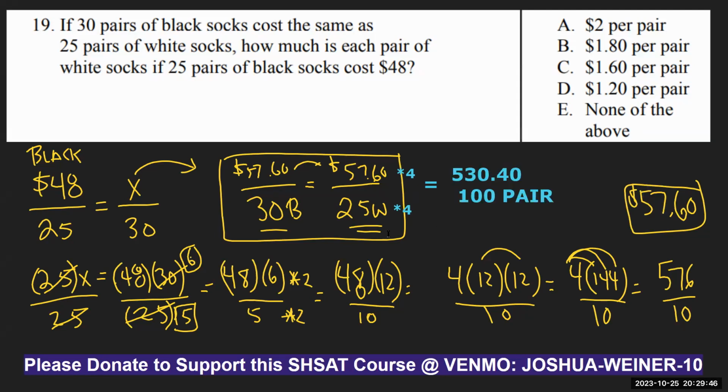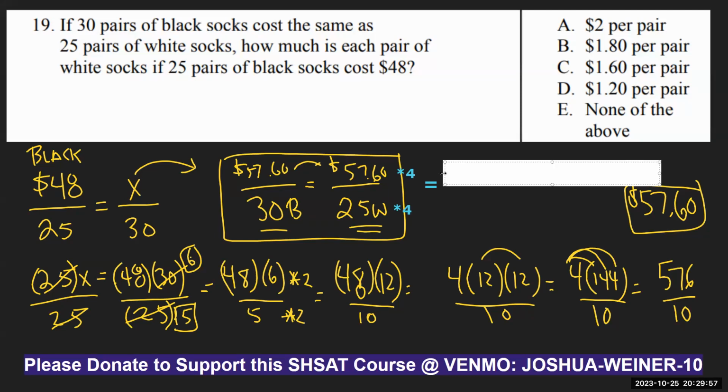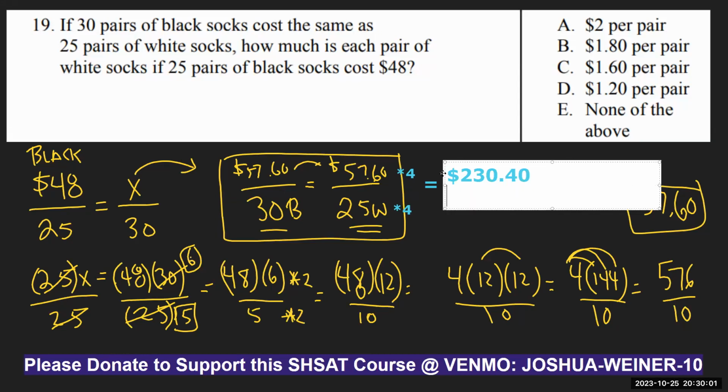Right? So that means that, oh wait, not 530, 230. Let's go back. $230.40, excuse me, divided by 100 pair of white socks.